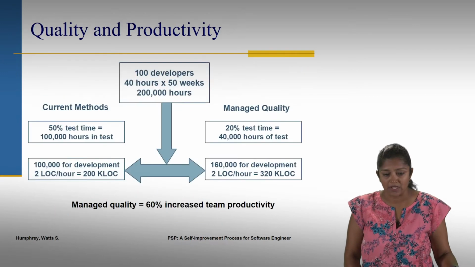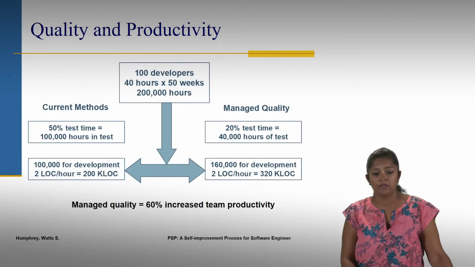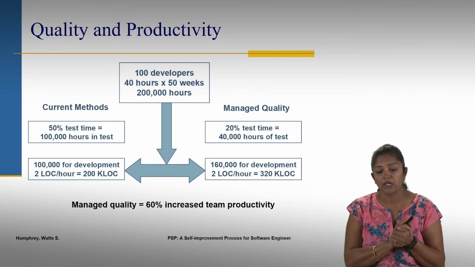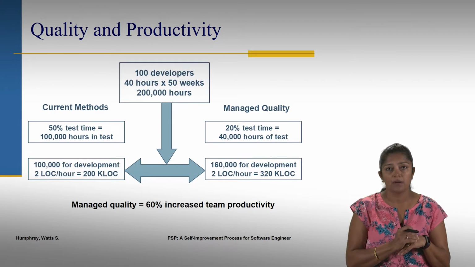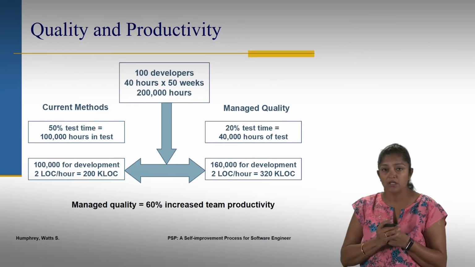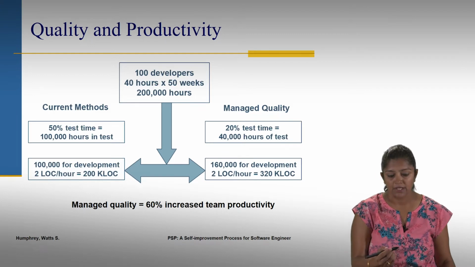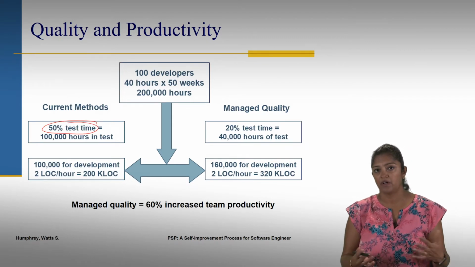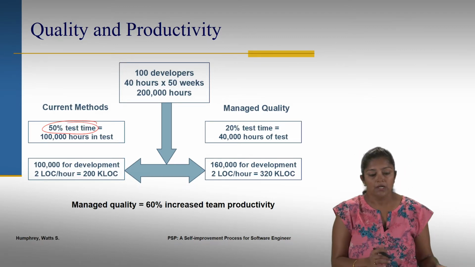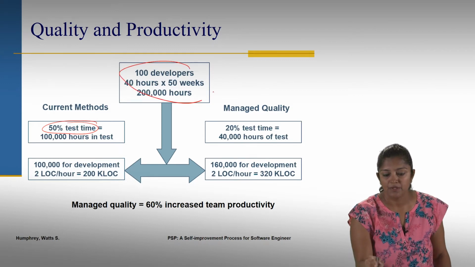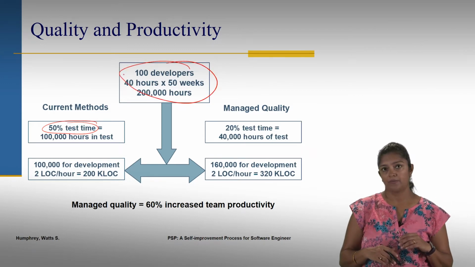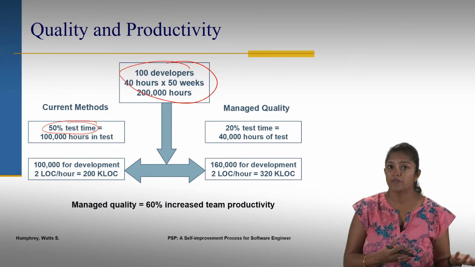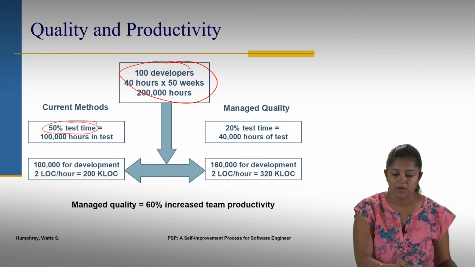Also, if we compare quality and productivity, based on these numbers that are needed in order to do testing, you'll see that if we can come up with some managed quality techniques, the productivity can be improved significantly. So based on the numbers that I showed you earlier, say we are spending 50% of our entire project time on testing, and say there's 100 developers working 40 hours a week for 50 weeks, so that's 200,000 hours. If they're spending 50% of the time on testing, then that's 100,000 hours.